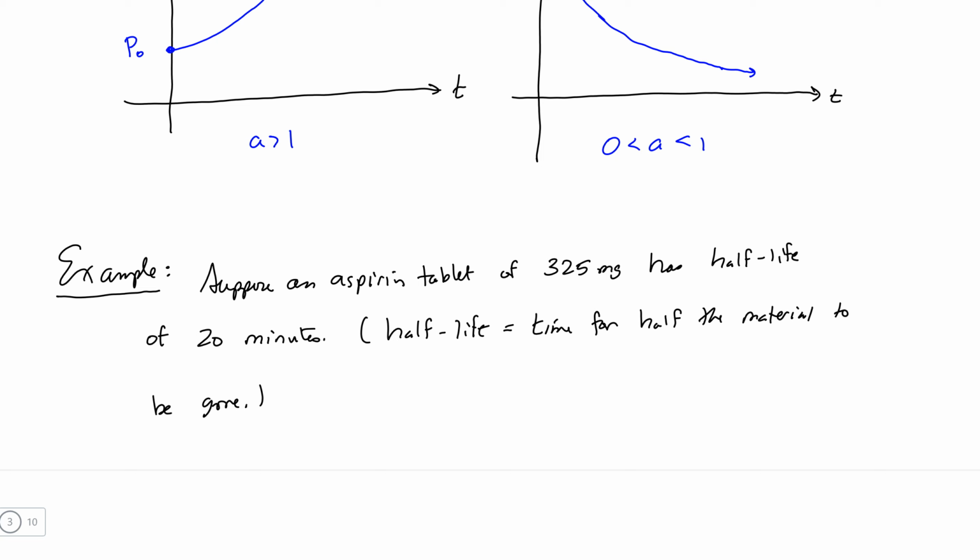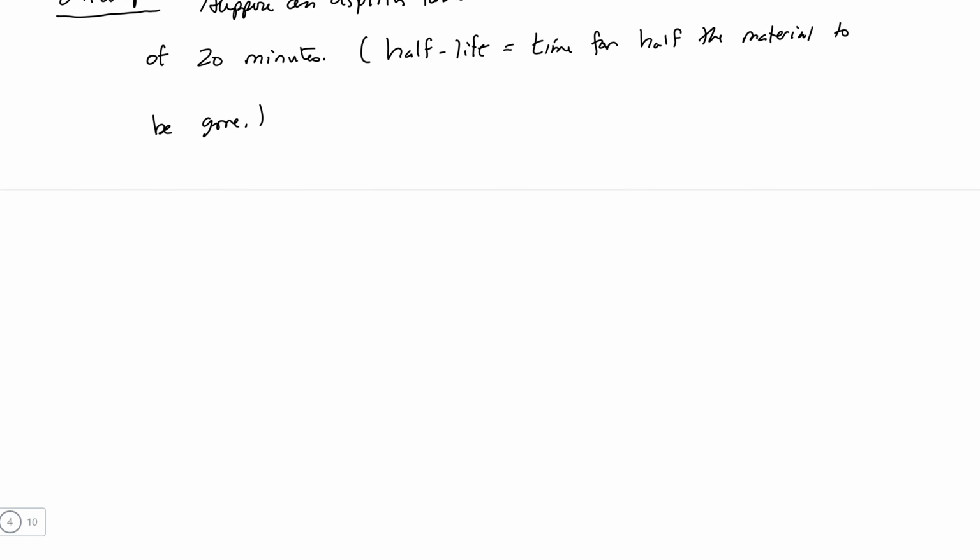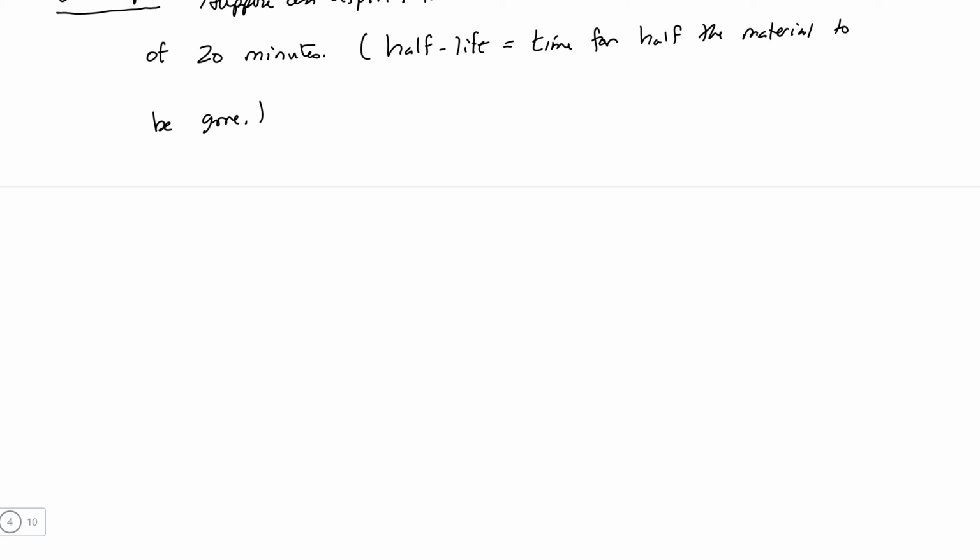So in the context of aspirin, this half-life of 20 minutes would mean half of the aspirin has already been worked through your system within 20 minutes, which seems like an incredibly fast half-life, but it is actually accurate. That does have that fast of a half-life. So this means, after 20 minutes, only 325 over 2, which is 162.5 milligrams, remains in the body.